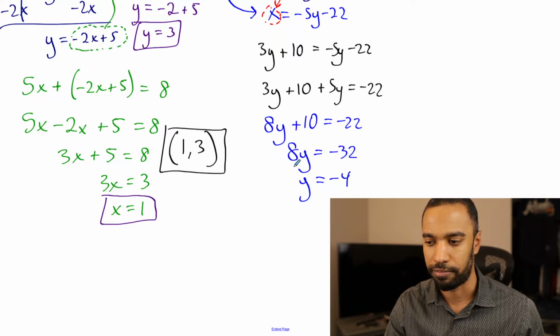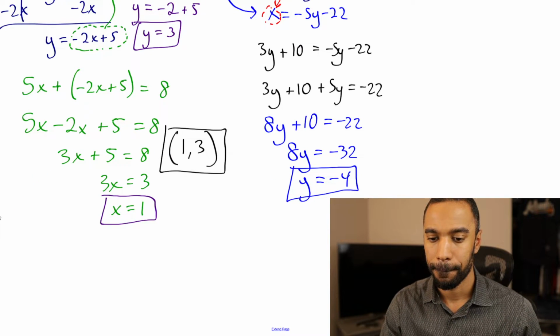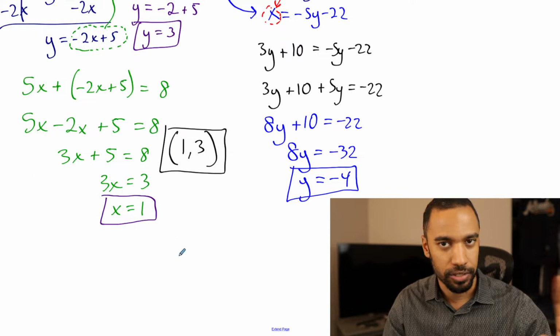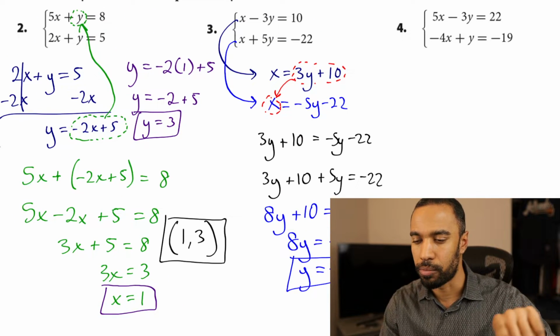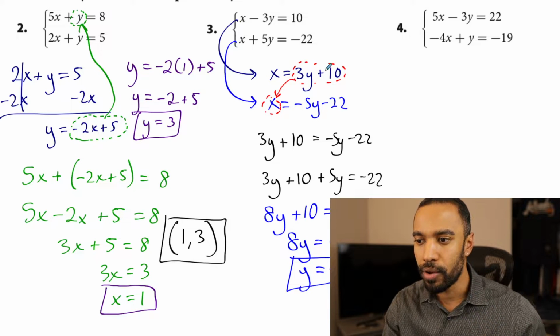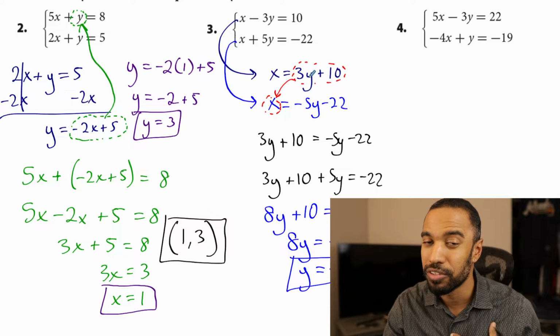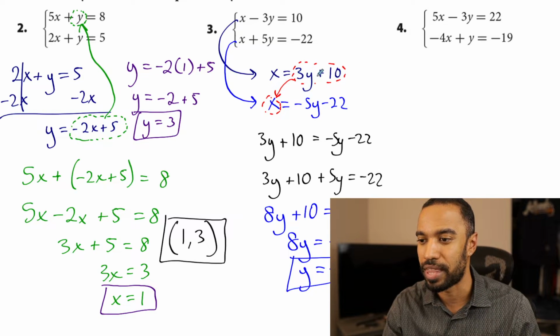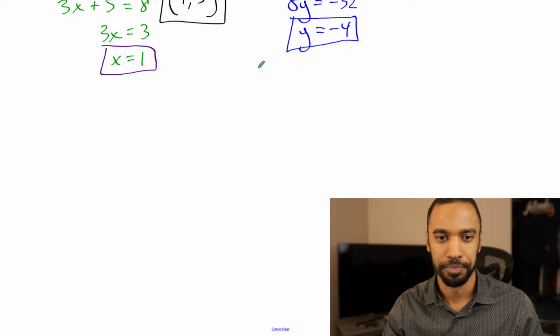As always, we are not finished with our answer. We need an x, and we need an ordered pair. I need to find my x, so I'm going to use this equation up here. It's all positives, and I like positives more. x equals 3y plus 10, even though I'm going to plug in a negative.